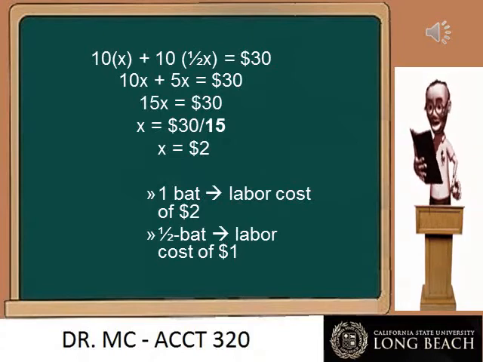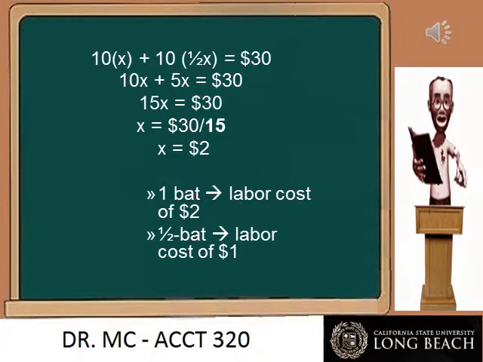When you do the calculation, you discover that X is equal to $2. Remember that X is the labor cost in one complete bat, which is $2, and the labor cost in a half-complete bat is half of that amount, which is $1.